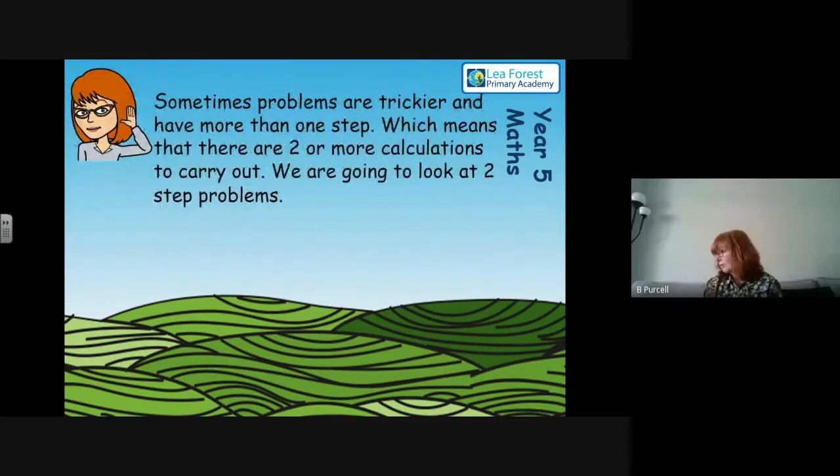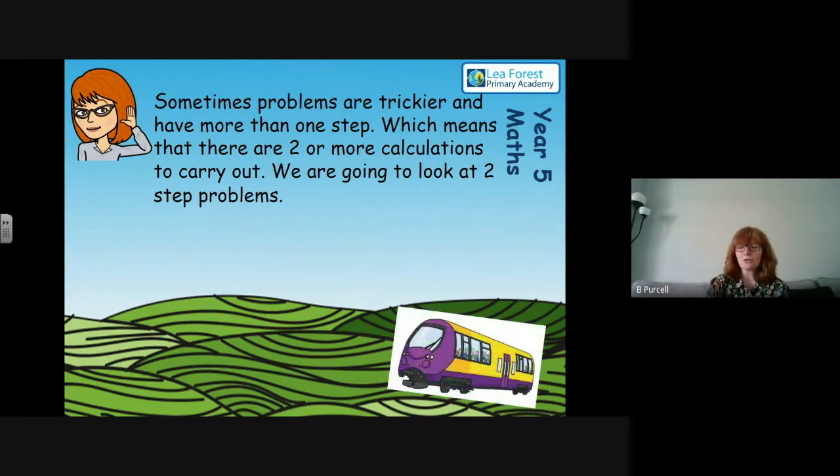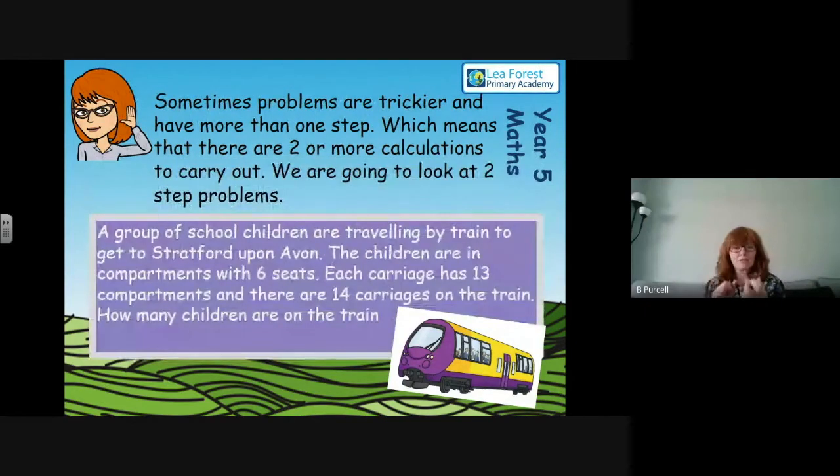So sometimes we're going to think about trickier problems, okay? So trickier problems, they have more than one step, which means that there are two or more calculations to carry out. So we're going to look at a two-step problem, okay? And two-step problems tend to have more of a story around them. So you've got to then start being able to pick out the information. Usually numbers are a clue. Numbers in words, they're usually clues, but you need to make sure that you can always sift through and find the information that you need.